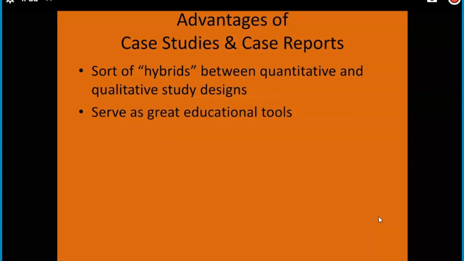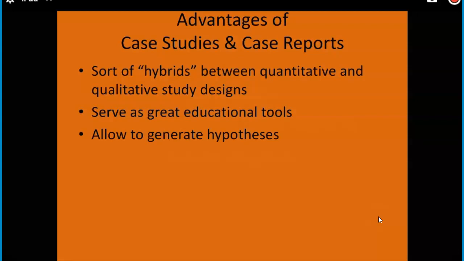So case studies and case reports are used in clinical education, and case studies outside of scientific publishing in other academic avenues are also great educational tools in different classrooms as well. The business field, for example, business management, has used the case study approach for years. So they're great educational tools.